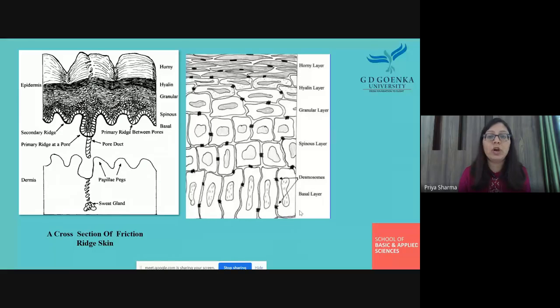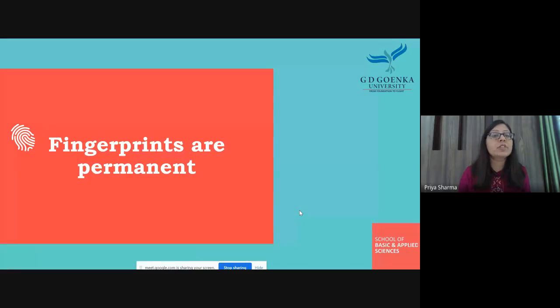Why I am telling you about these layers is that the first principle I am going to justify is why fingerprints are permanent in nature. Basically, this strong structure, the basal cells and all these layers of cells, are joined together with the help of different attachments, which keep the structure permanent throughout our lifetime.